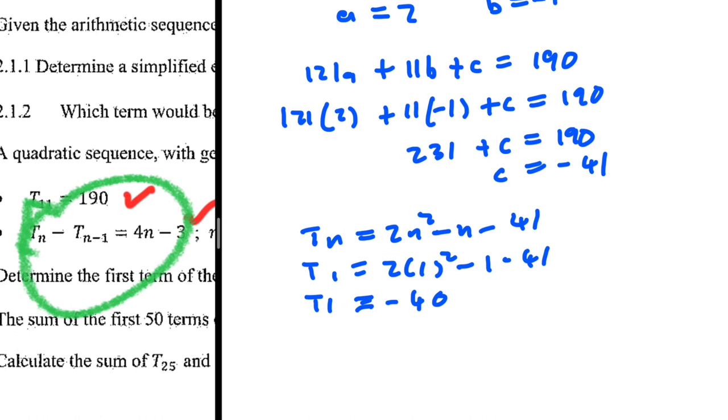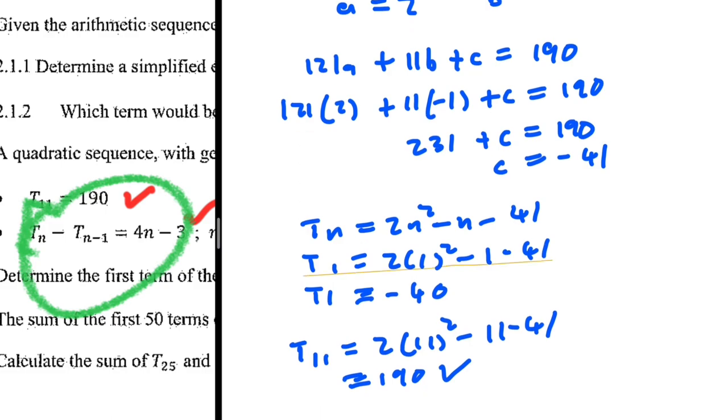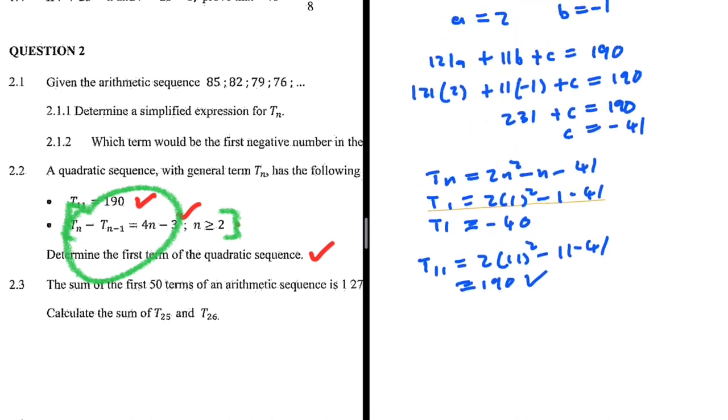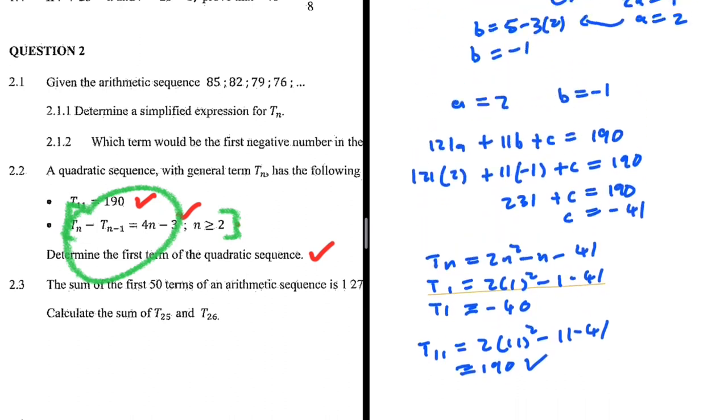But let me check T11 and see if I get 190. So 2 multiplied by 11 squared minus 11 minus 41, I'm getting 190. So I'm confident that we have solved this system of equations correctly. So that is 2.2. Let me know in the comments, did you manage to figure this one out, or did you use a different approach and get to the same answer? Let's talk in the comments.